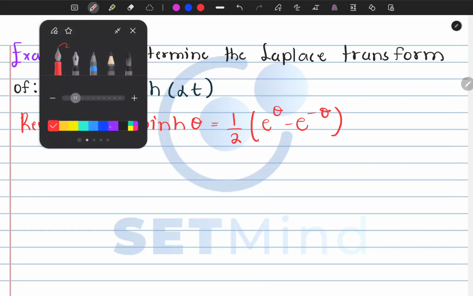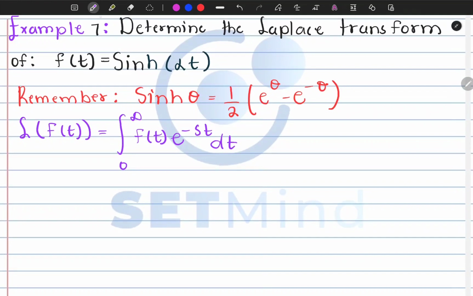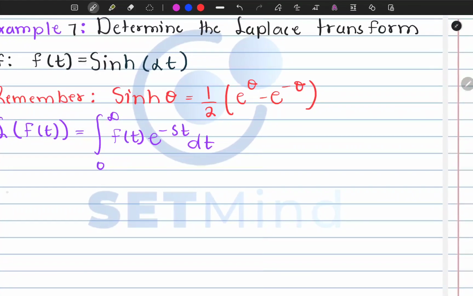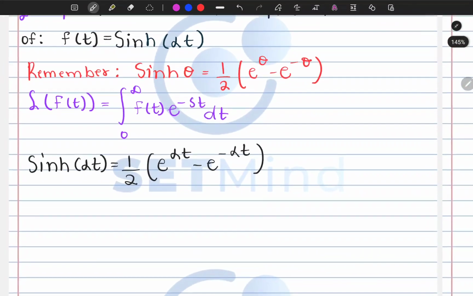So we can use exactly what we already know. Whenever you're taking the Laplace transform of a function f of t, this is the same as taking the integral from 0 to infinity of f of t multiplied by e to the negative st dt. With that said, I can now deal with this problem, because my hyperbolic sine of alpha t is simply 1 over 2, and then e to the alpha t minus e to the negative alpha t, like this. So let's plug this in.